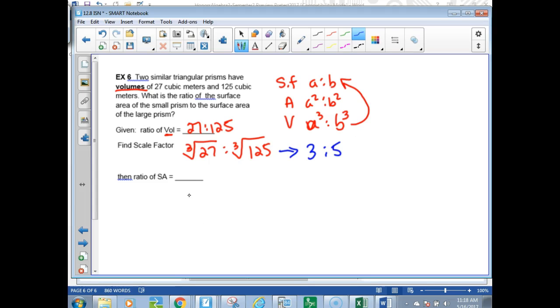Now, 3 to 5. If I want to do area, what kind of units is area in? So let's square them. Square both of those, 9 to 25.